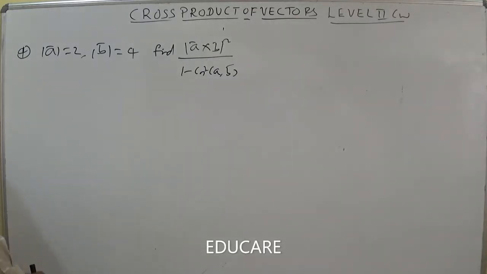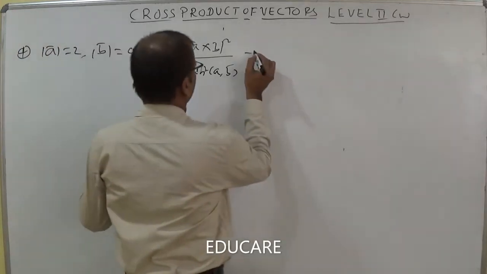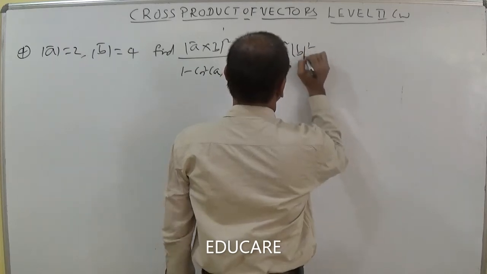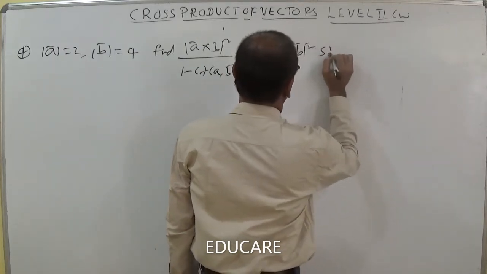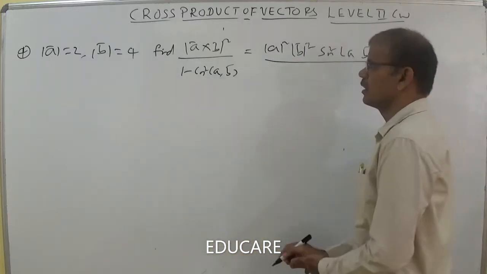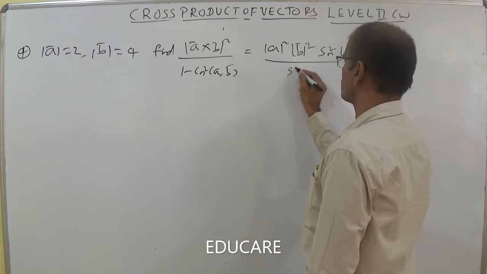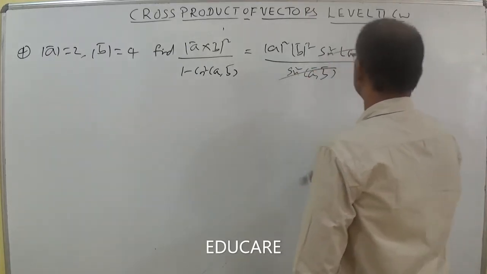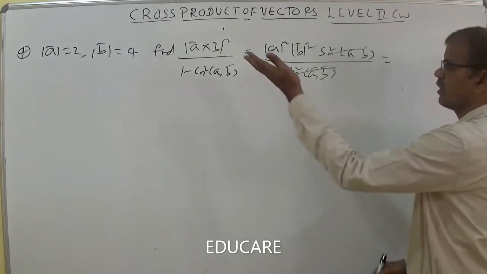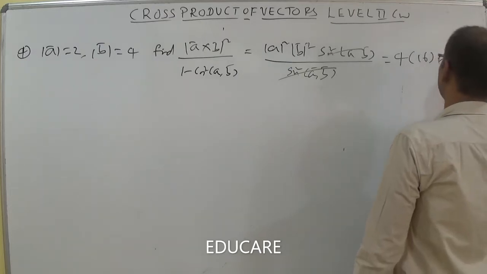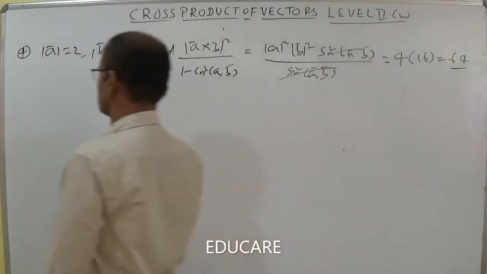Using Lagrange's identity, formula we know that modulus of A cross B whole square is equal to modulus of A square into modulus of B square into sin square A comma B, by, what is the value of 1 minus cos square theta? So it is also sin square a comma b. This will be getting cancelled. Mod a value 2 he given, so it is 4 and this is 16. 4 times 16 is 64. That's all.